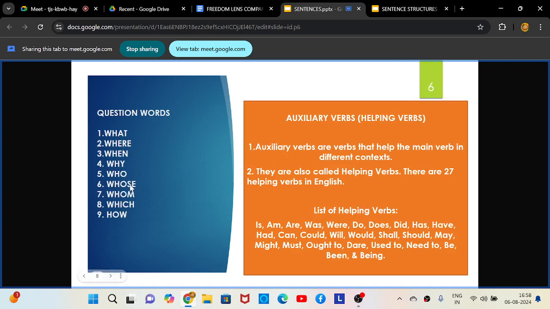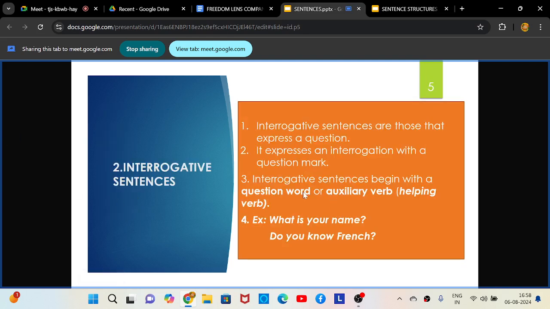Who is your best friend? Whose pen is this? Whom did you meet? Which is your favorite color? How are you? Like this. Or you can also frame interrogative sentences using auxiliary verbs.